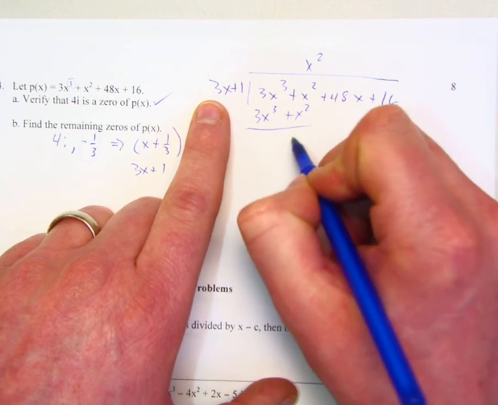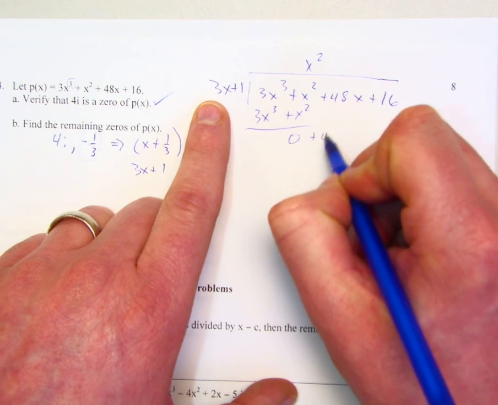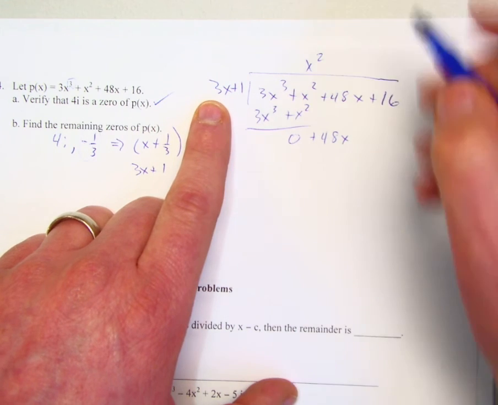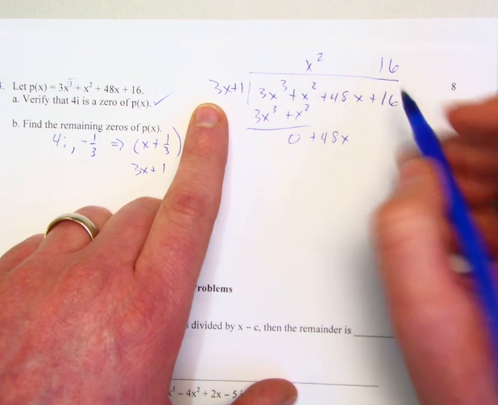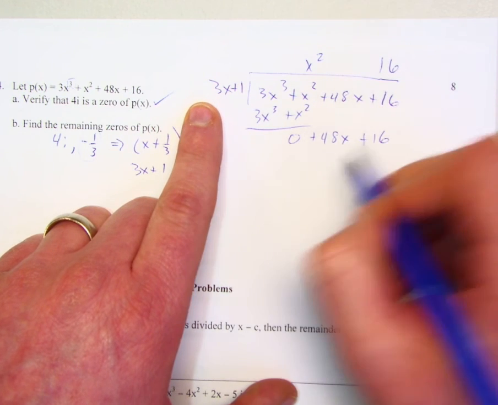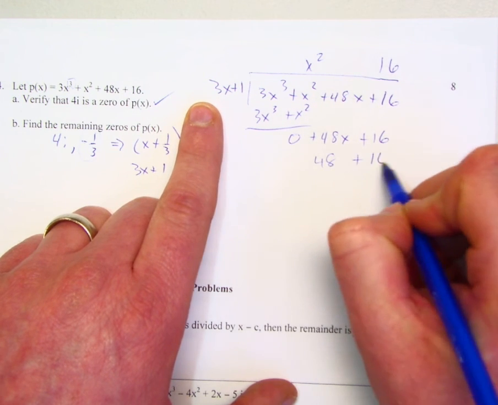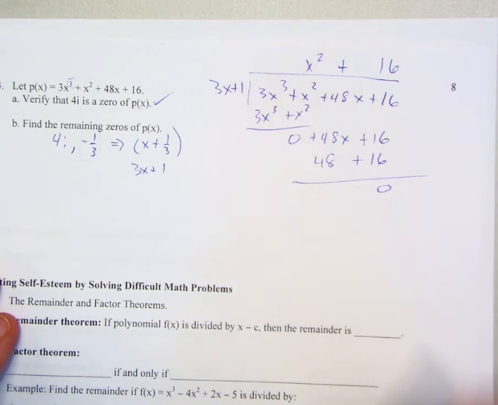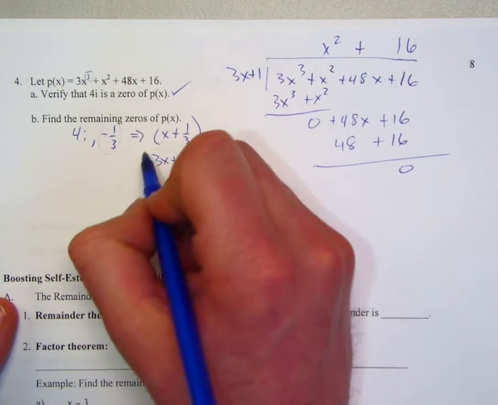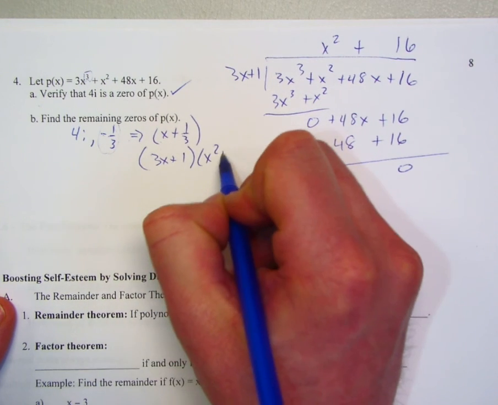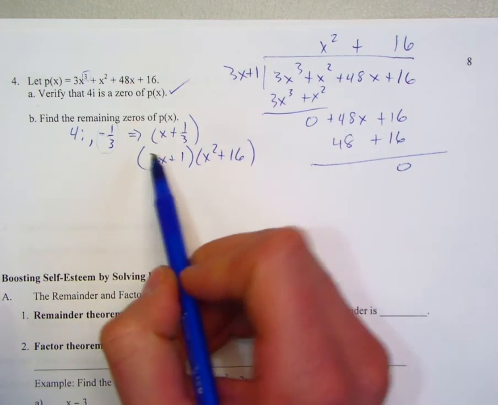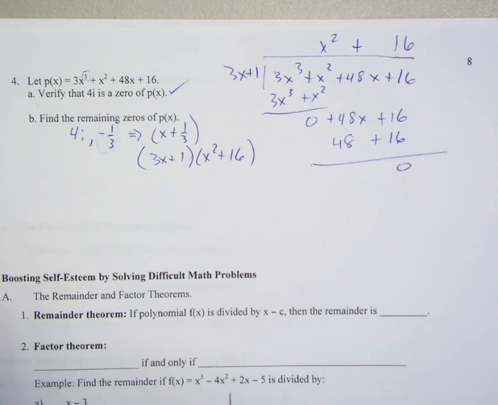That same weird thing where everything cancels out. So I'm going to drop down to 48x like so. 3x into this should be 16, so 16 goes over here. We're going to drop this 16 down, so we have 48x plus 16, and we got 0 for a remainder, like this. So if I wanted to factor it over the real numbers, my 2 factors would be 3x plus 1 and x squared plus 16, like that. If I wanted to find my zeros, I could set this equal to 0 and get negative 1/3.